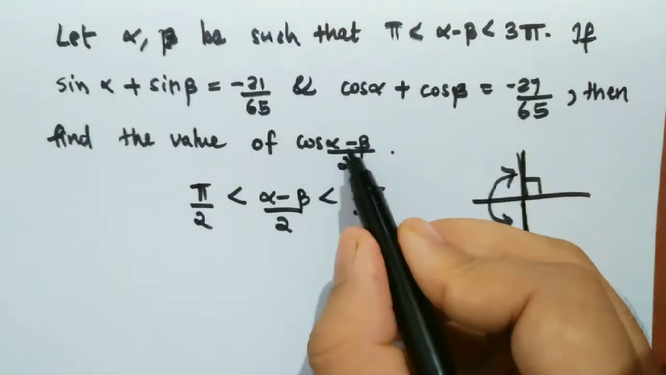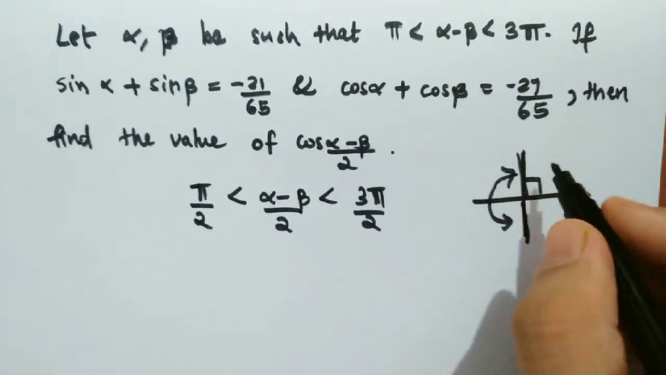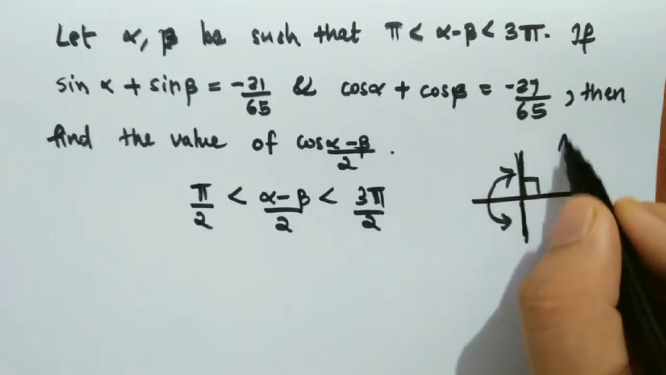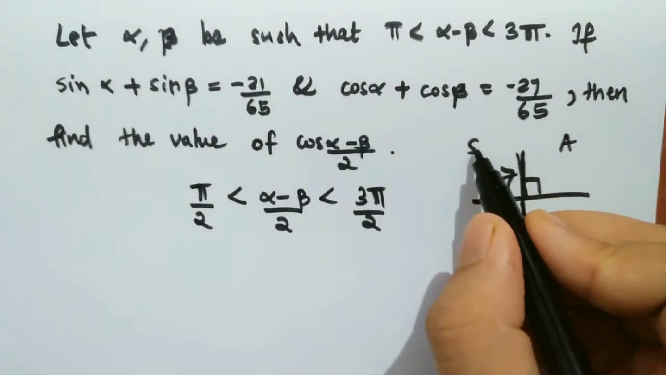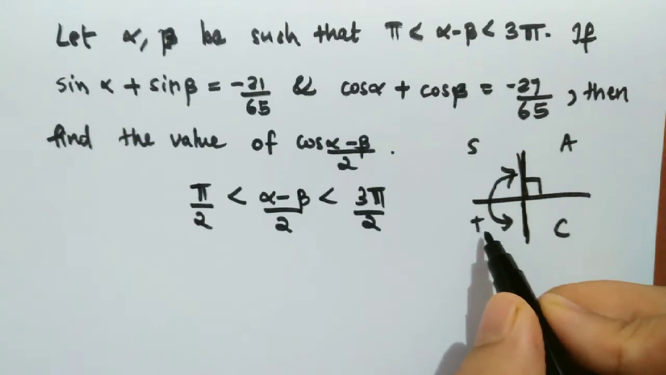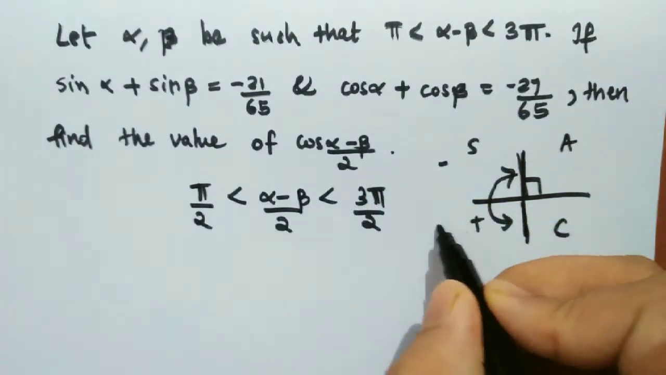In this range, cos((alpha − beta)/2) will be negative, because we know that this is "all students take coffee". So here sin is positive, here tan is positive, but cos is negative in both these quadrants. So this value should be negative.